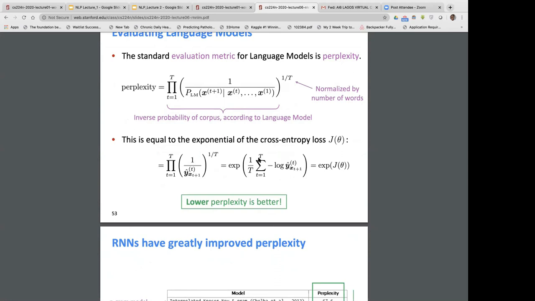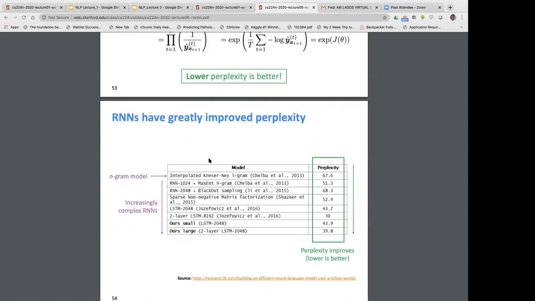I don't quite know the right perplexity value, but it should be low, and it's dependent on the amount of data that you have. But RNNs have been reported to have lower perplexities. You can see this n-gram language model perplexity is 67.6, but with RNNs the perplexity reduces.